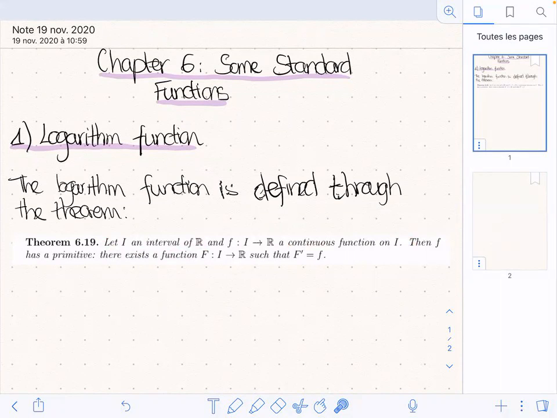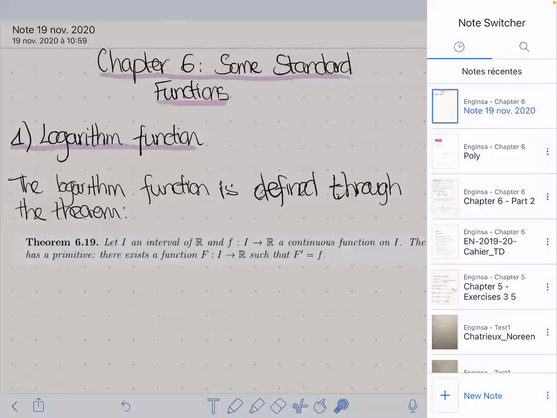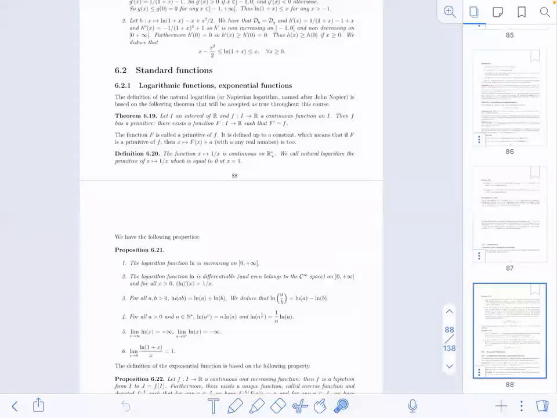Now, as you can guess from what you know, there are many cases where you can have existence through calculations. So if you take polynomial functions, you can find F, the primitive, quite explicitly. But for other functions, you can't always see the explicit expression that easily. But this theorem is how the logarithm function is defined.